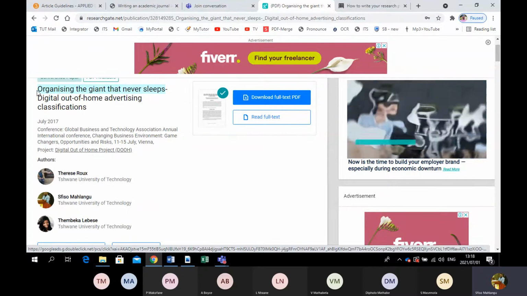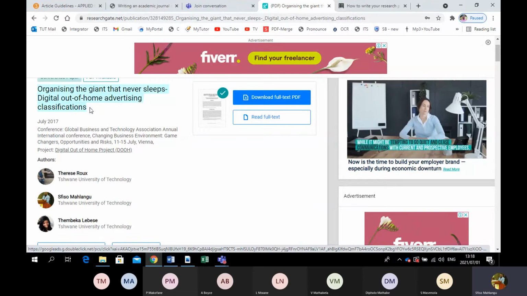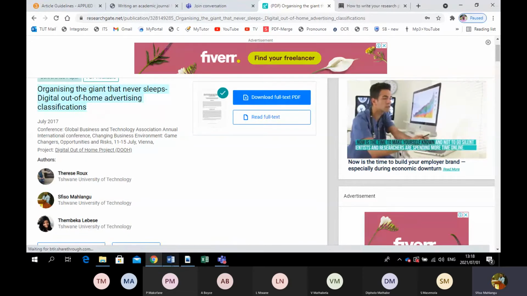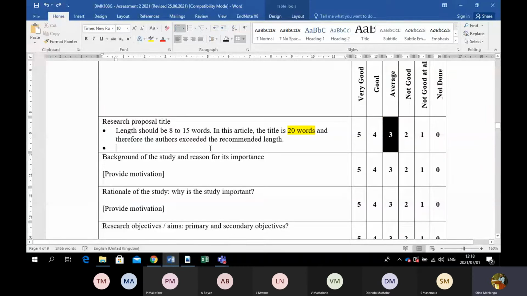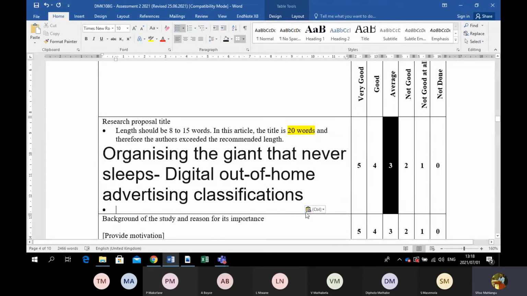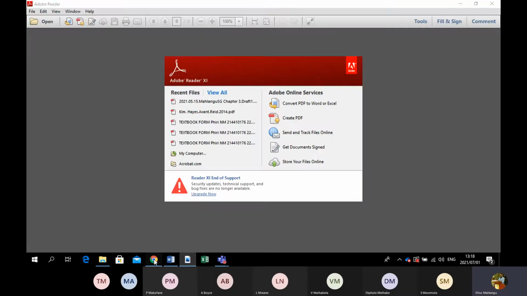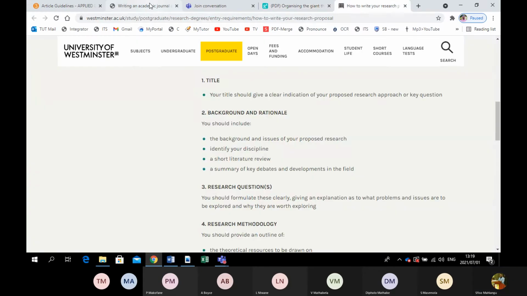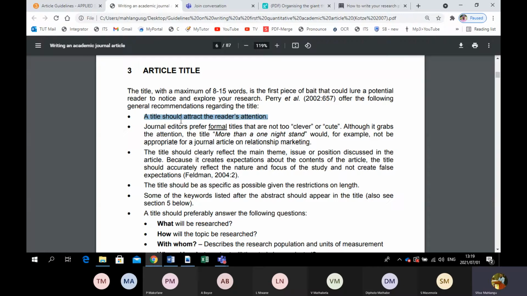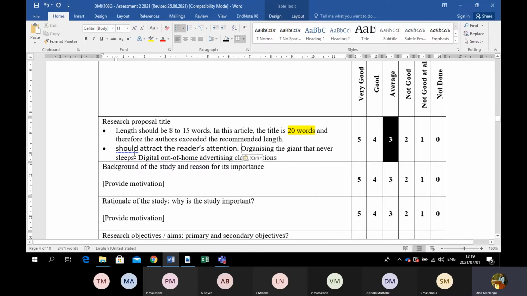So you can see such a title. When you do your evaluation, they said it should be catchy. So I'm going to quickly paste the title here, and let's quickly see the guidelines. The guidelines say the title should attract readers' attention. We can take that statement as well and say we evaluated the title.